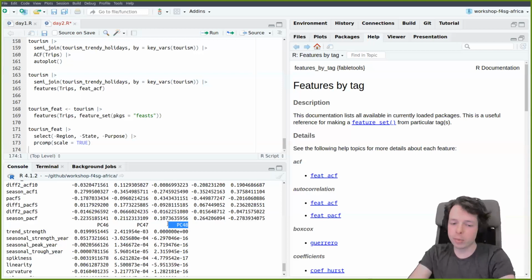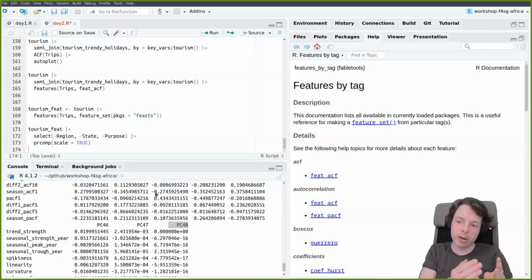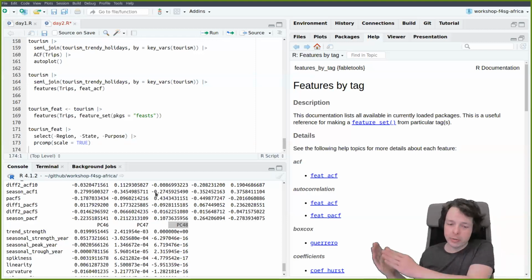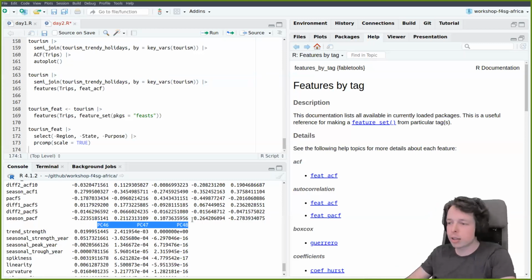These principal components are rearrangements of all of the different variables that existed, all the different features, in a way that the most interesting ones, the ones that explain the most variance, happen first, and the ones that explain the least variance are right at the end. So we don't really care about principal component 46, 47, 48. What we really care about is the first 2 or 3.